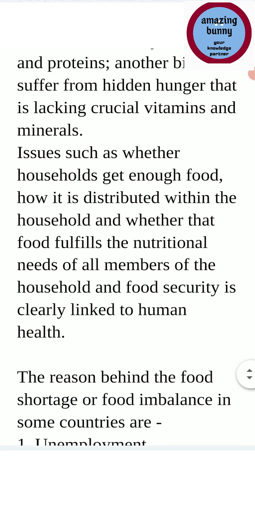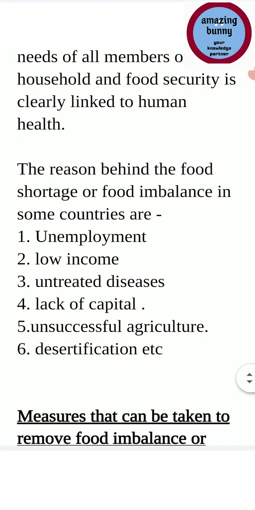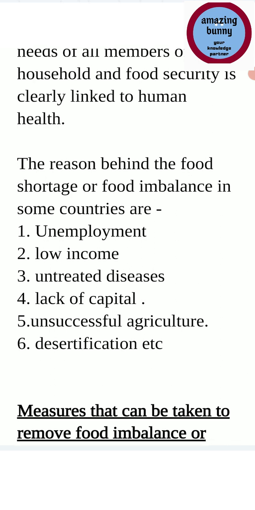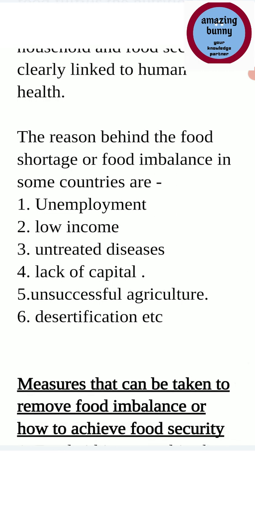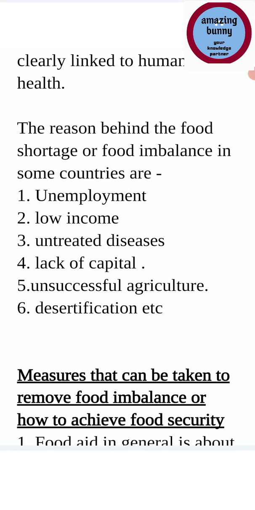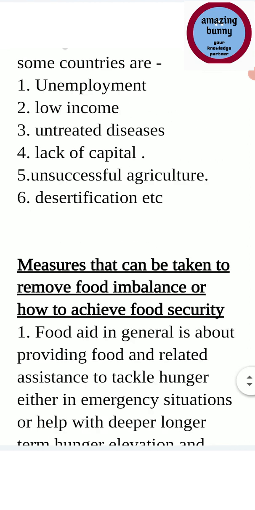Issues such as whether households get enough food, how it is distributed within the household, and whether that food fulfills the nutritional needs of all members of the household, and food security is clearly linked to human health. The reasons behind the food shortage or food imbalance in some countries are unemployment, low income, untreated diseases, lack of capital, unsuccessful agriculture, and desertification.